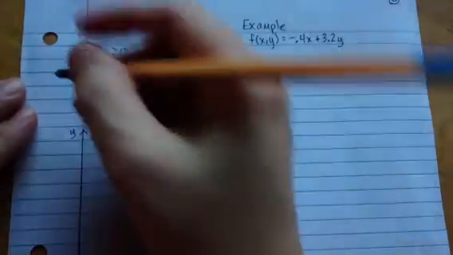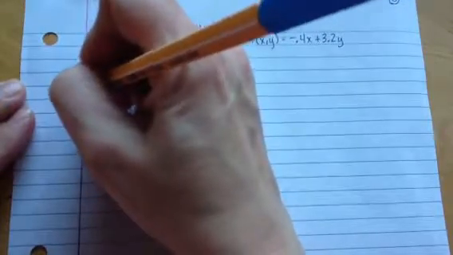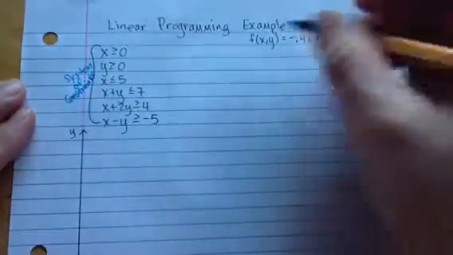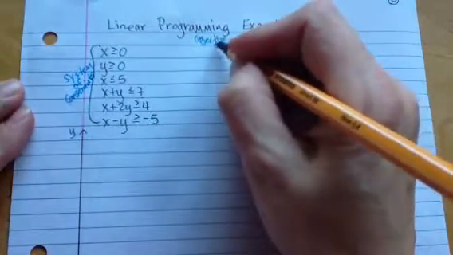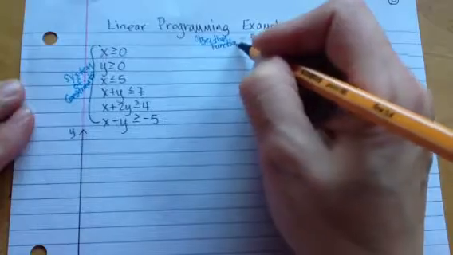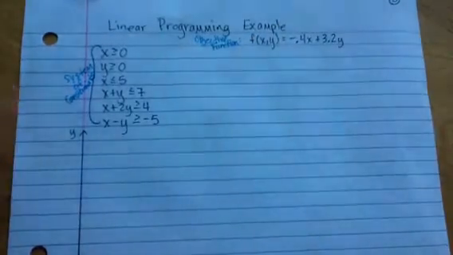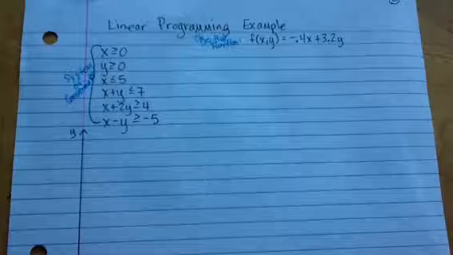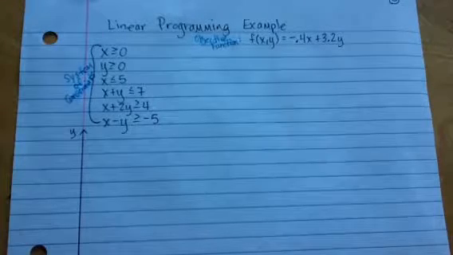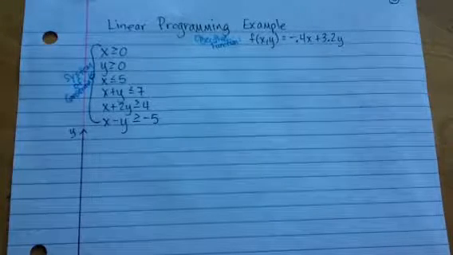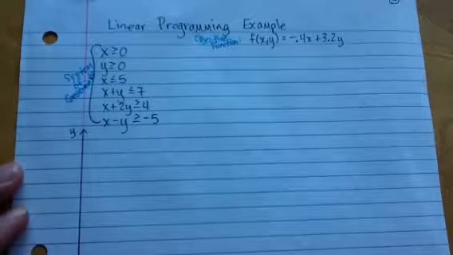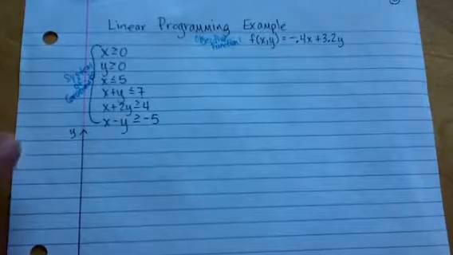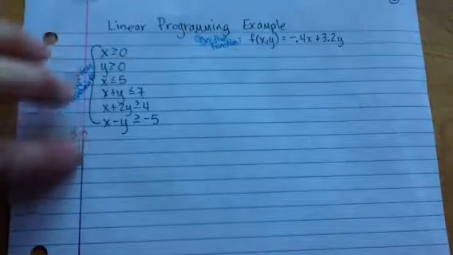Here's our system of constraints. And this is our objective function. So what we're going to be doing is finding the maximum and minimum value of our objective function subject to this system of constraints. So the first thing we need to do is get our system of constraints graphed so that we can identify the feasible region and find the vertices of the feasible region. So let's look at this system.